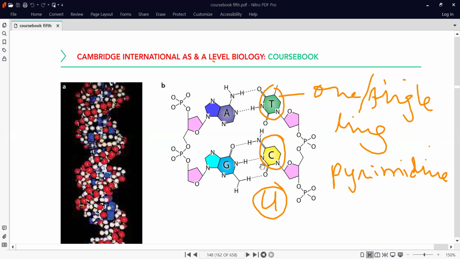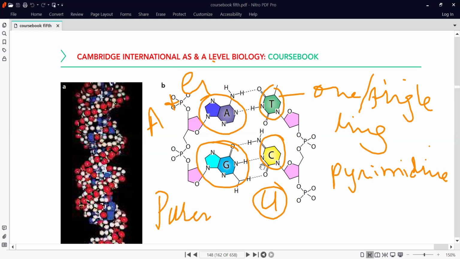Second are the nitrogen bases which are heavier and contain a double ring. These nitrogen bases are only two, A and G. They are known as purines. They have the double ring structure. They are the larger nitrogen bases.